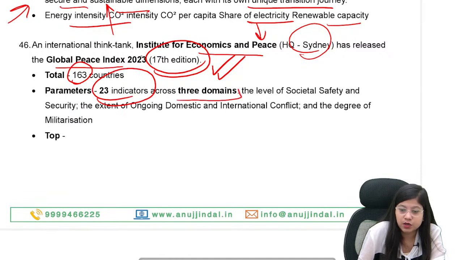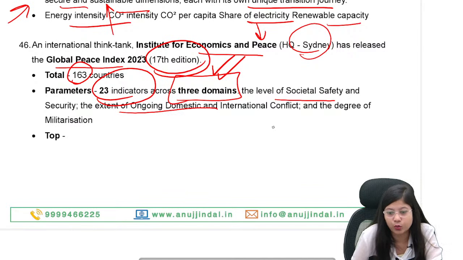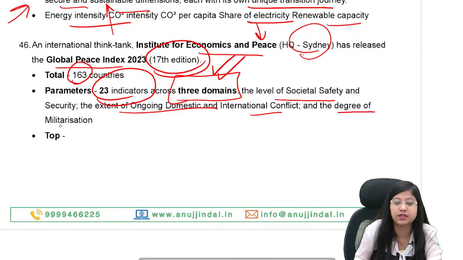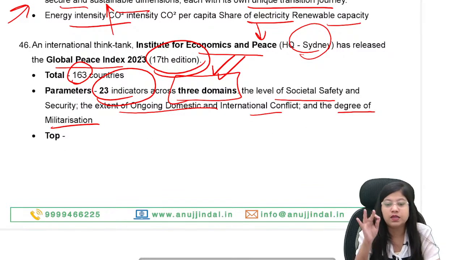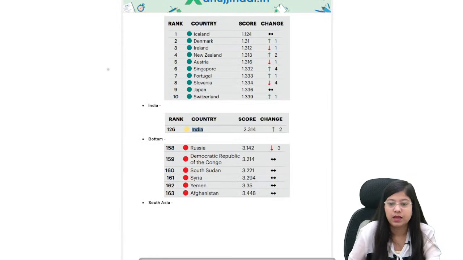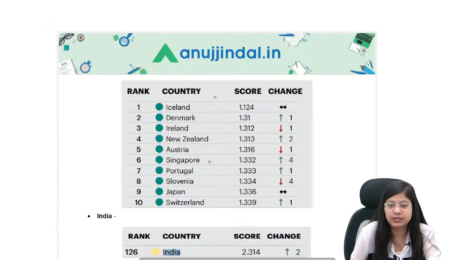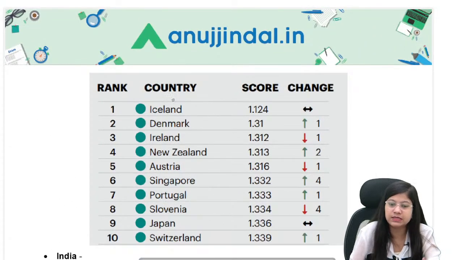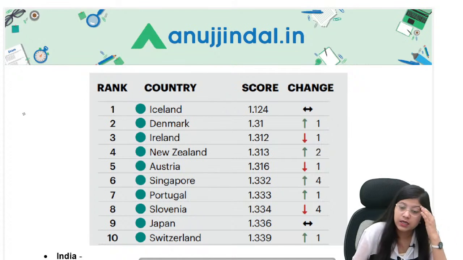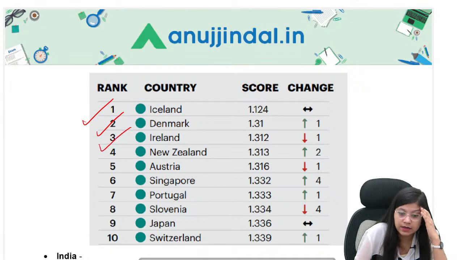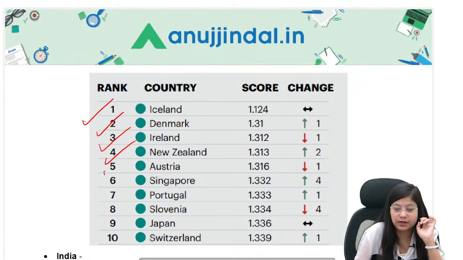It uses 23 indicators across 3 domains: the level of societal safety and security, the extent of ongoing domestic and international conflict, and the degree of militarization. These are the 3 parameters on which the Global Peace Index is prepared. Iceland is at the top. You would see that the majority of the indices are topped by the Scandinavian countries only. Iceland is top, Denmark second, then third is Ireland, fourth is New Zealand, and fifth is Austria.